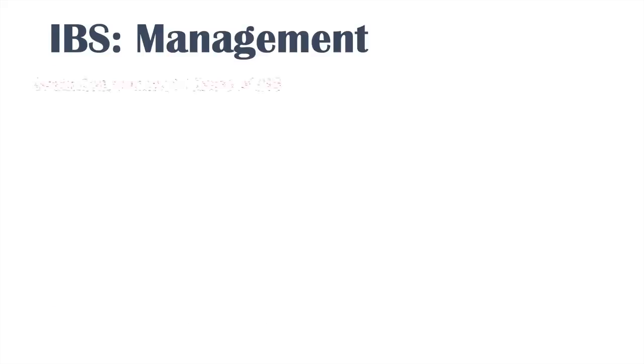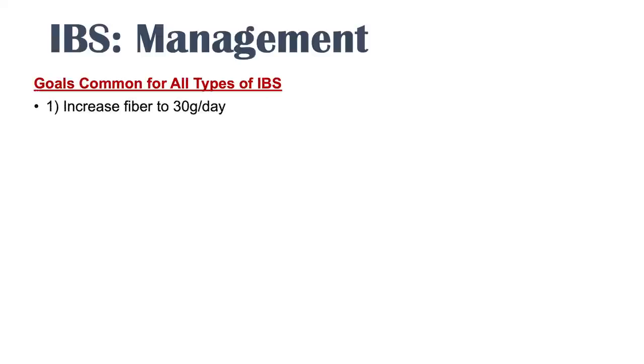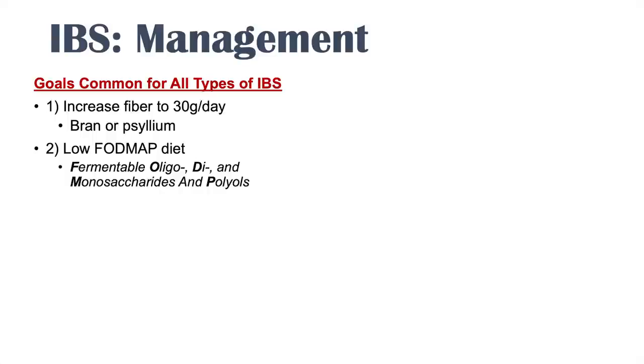How do we manage IBS? There are a set of goals common for all types of IBS. One is to increase our fiber intake to about 30 grams per day. You can use bran or psyllium, or you can just do it through diet. We also want to have a low FODMAP diet. FODMAP is fermentable oligosaccharides, disaccharides, monosaccharides and polyols. These can all lead to bloating and abdominal distension, so we want to reduce foods that are part of this diet.